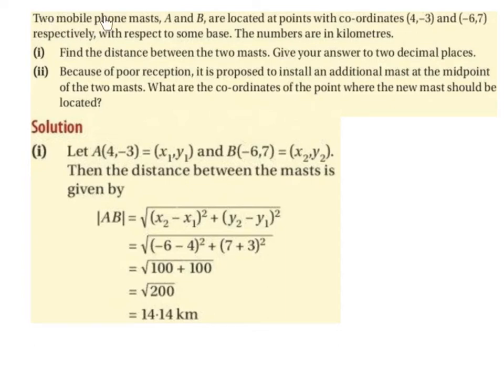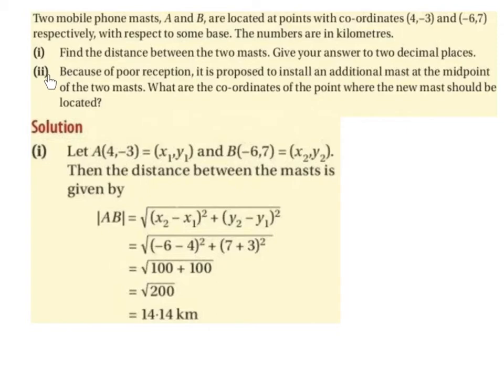Two mobile phone masts, A and B, are located at points with coordinates (4, -3) and (-6, 7), respectively, with respect to some base. The numbers are in kilometres. Part 1: find the distance between the two masts. Give your answer to 2 decimal places.